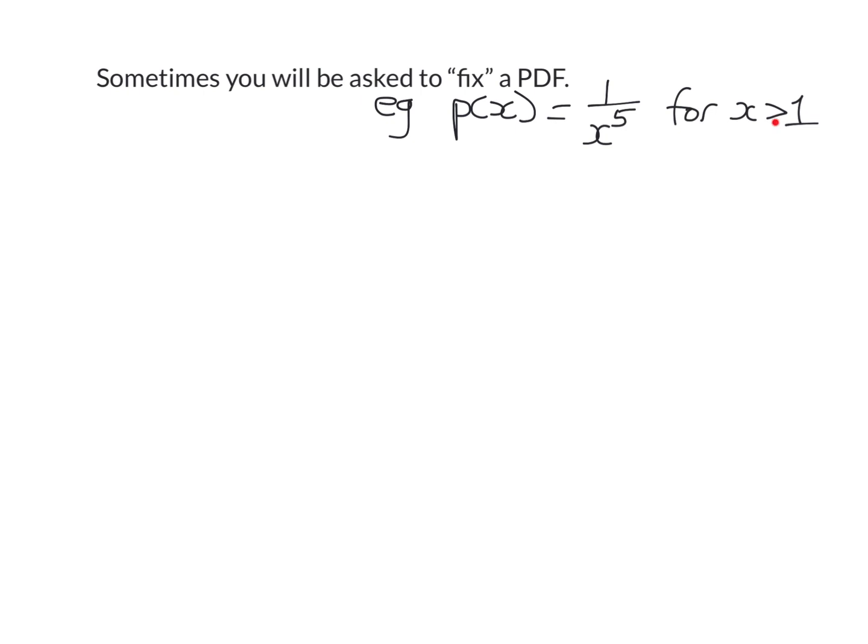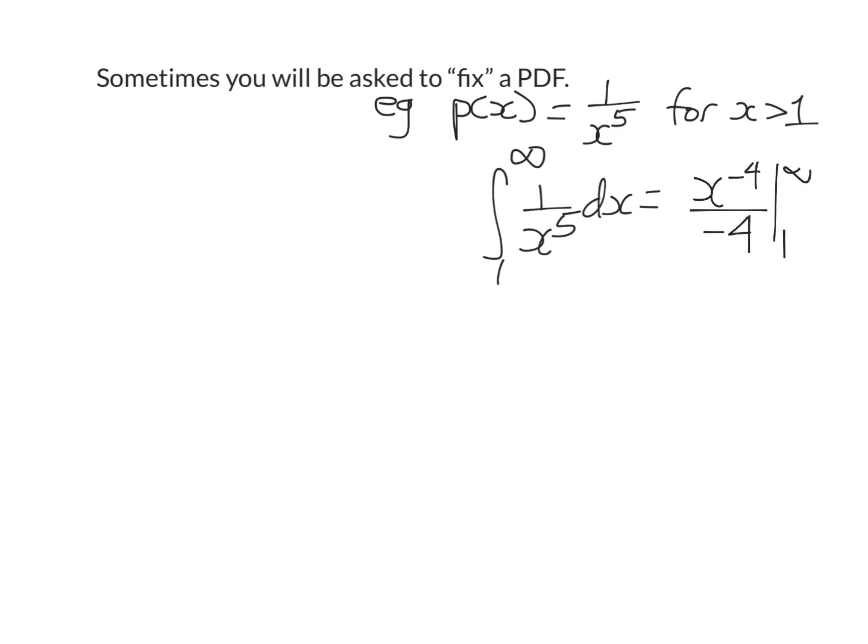So if x can be greater than 1, that means x goes from 1 to infinity. So if I integrate this function from 1 to infinity, it turns out I won't get 1. So this is x to the power of minus 5. So what you do to integrate that is you increase the power by 1 and divide by the new power, going from 1 to infinity. So just making this a little easier to work with, this would be minus 1 over 4x to the power of 4. Now, when you substitute in infinity, we're going to get that the function equals 0.